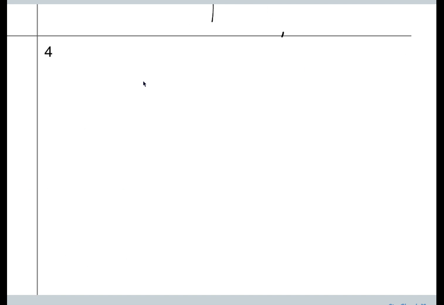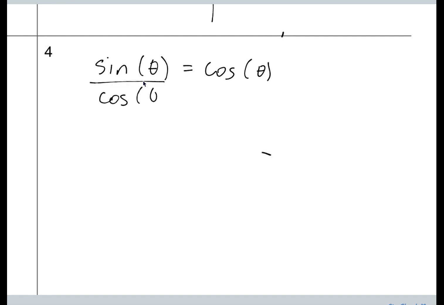Let me show you the alternative way of solving it. I won't do the full solution because it's only the first bit that's required. Sine theta equals cosine theta. Okay, so if I divide both sides by cosine theta, you do have to write this though.